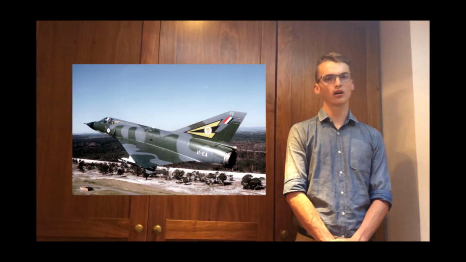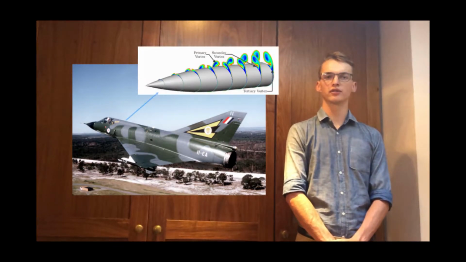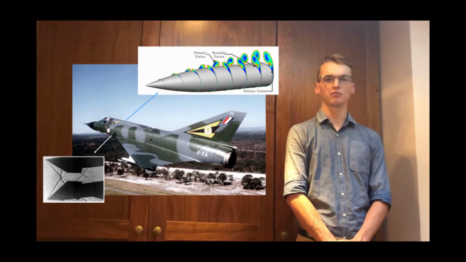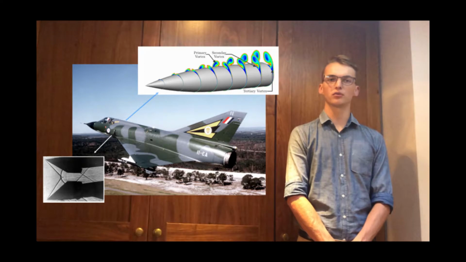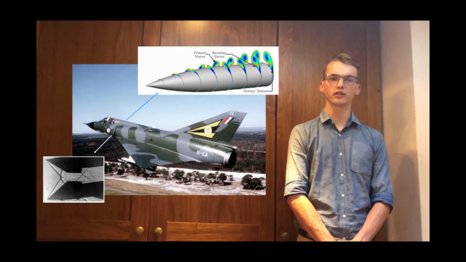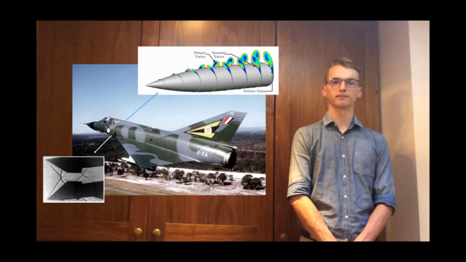For instance, an ogival body might be analogous to a fuselage, or two wedges might simulate the flow around an inlet. The purpose of my project, therefore, was to better understand the full flow field around an aircraft body.